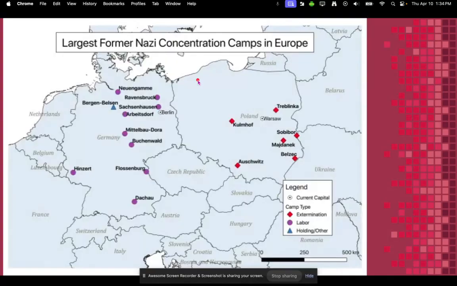So, here's a map of some of the largest of the concentration camps across Europe. Probably the most famous one is going to be Auschwitz, which is located right here in modern day Poland.